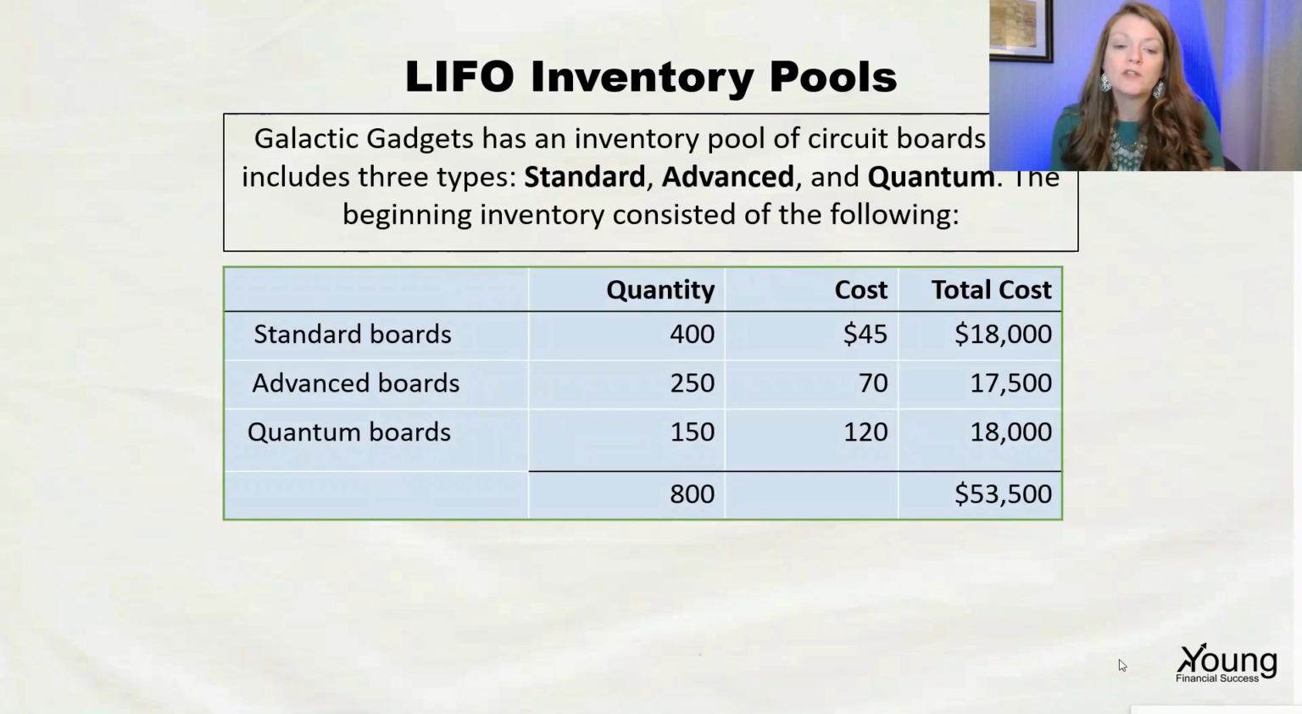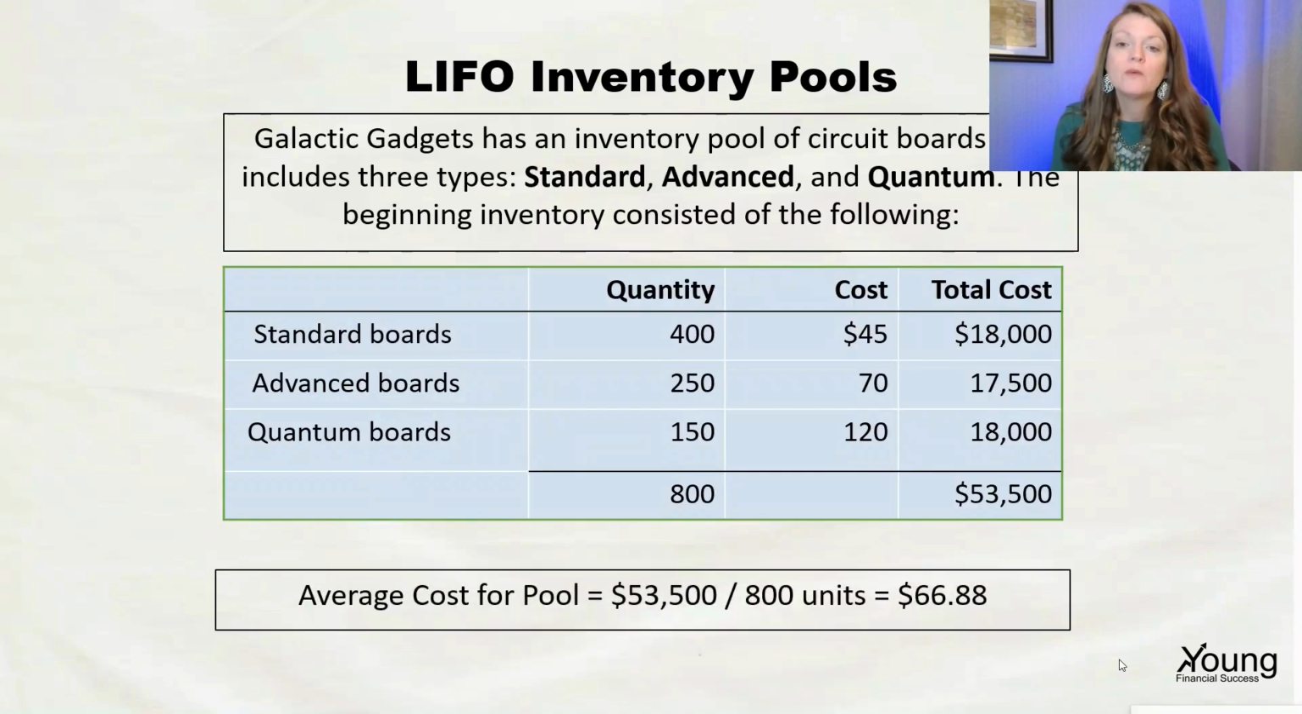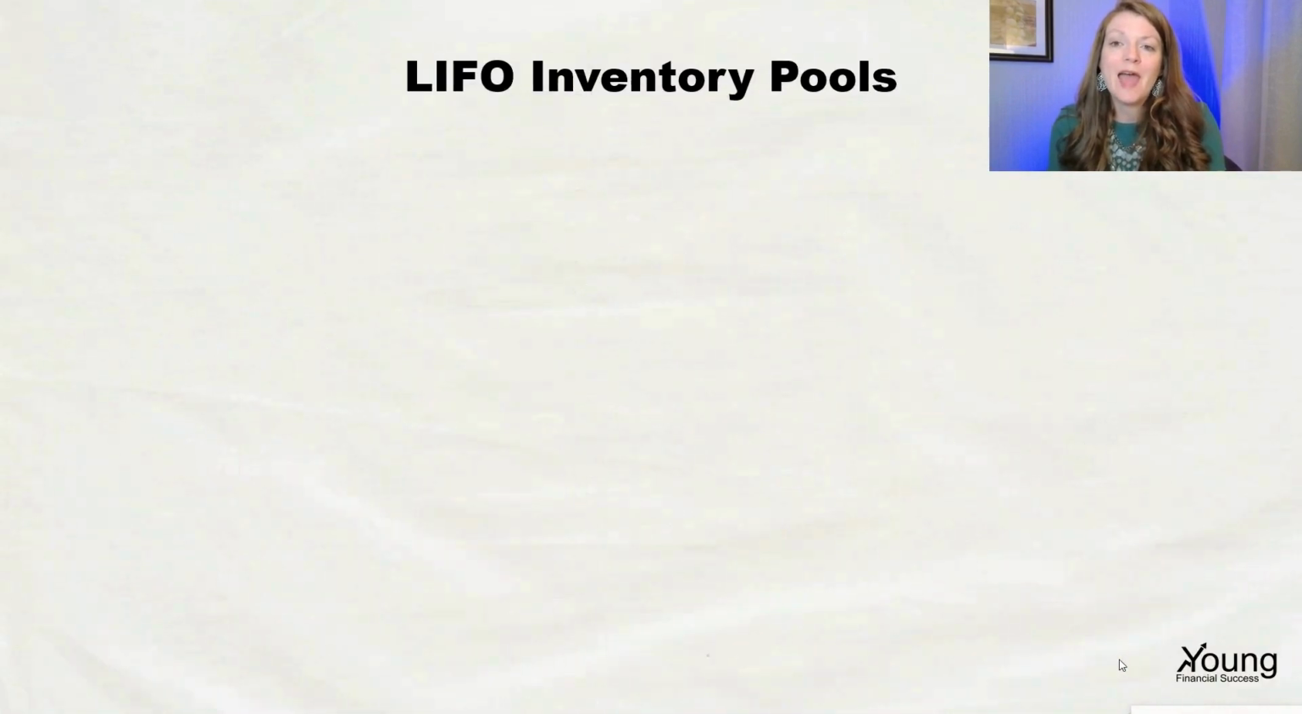So what we're doing here is we add up all of the quantity. We have a total of 800 units, and then we look at the total cost. We're pulling all of these together to make it simpler for LIFO. We pull these together because they're very similar, and we take the total $53,500 that was spent on these, and then we divide it by the quantity, and it tells us the average is $66.88. So that would be our average cost for the pool of the boards that we have at this point. And in our next slide here, we're going to look at the ones that we add to the pool.